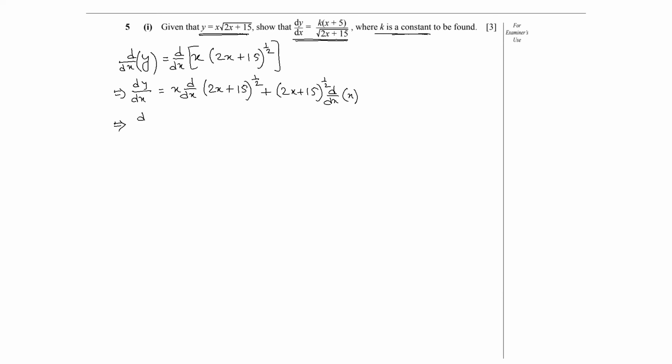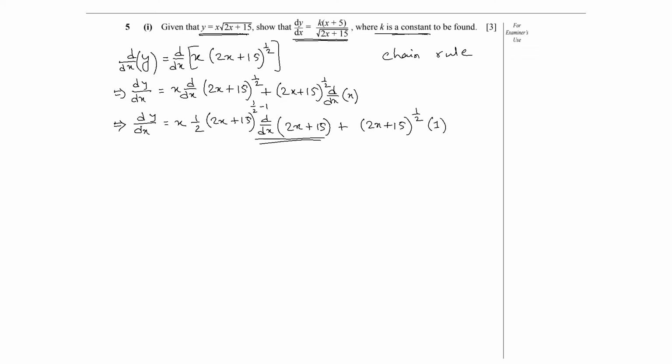Okay, so now we can write dy over dx is equal to x times half times (2x plus 15) whole to the power half minus 1 times d over dx of (2x plus 15), then plus (2x plus 15) whole to the power half times 1. We had to write this part due to the use of the chain rule of differentiation. Let's take a brief look at the chain rule.